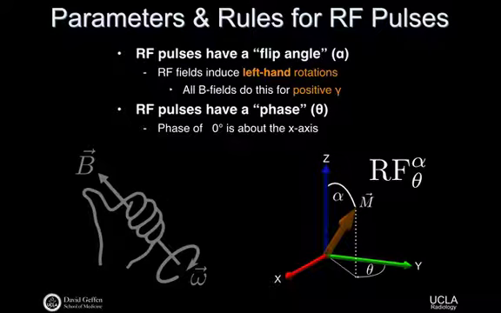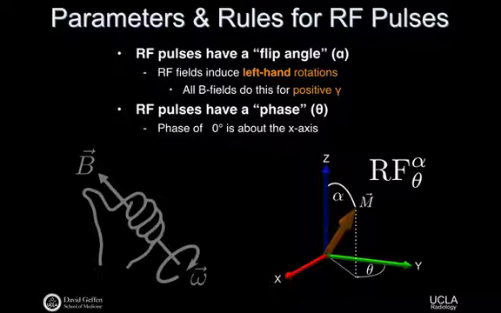and also the phase of the RF pulse. Remember that B fields induce left-hand rotations. We're not used to thinking of things being left-handed, right? But the B field acting on a species with a positive gyromagnetic ratio will induce a left-handed rotation. So keep that in mind. And RF pulses also have a phase associated with them, and I'll talk about what this means in a second.